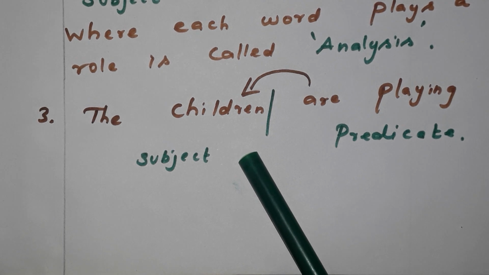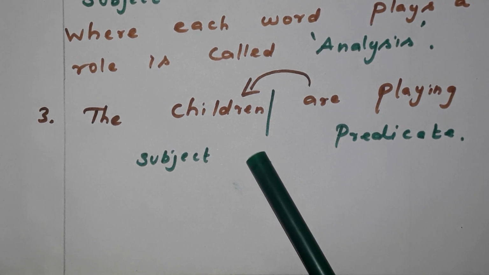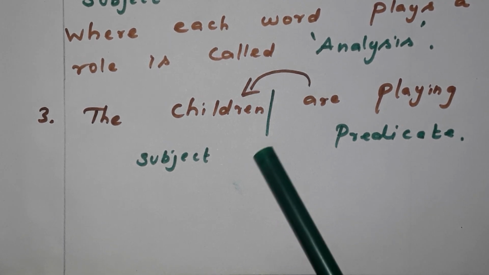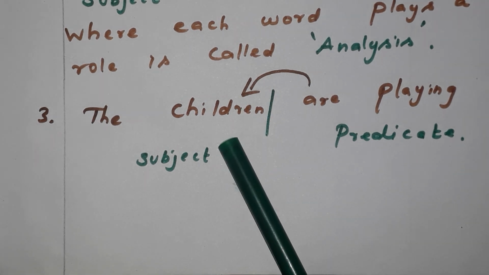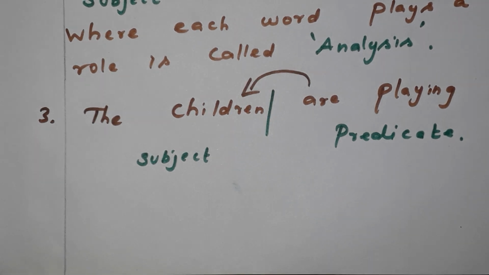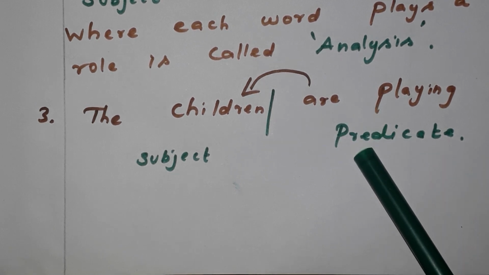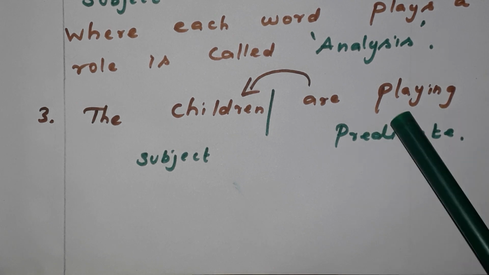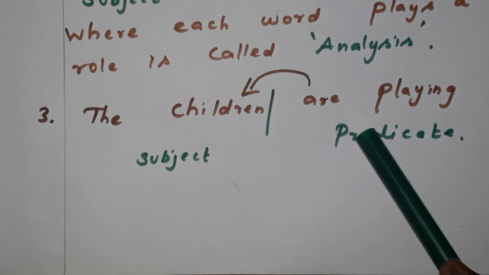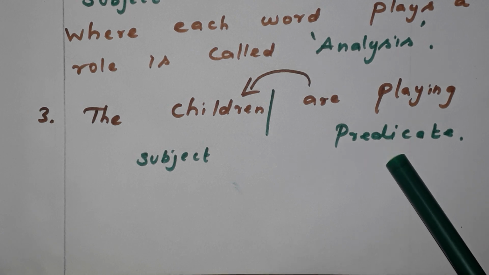Okay, what is the sentence talking about? Okay, the answer you got is considered the subject. Now we know what the subject is. Now let's see what the predicate is in the sentence. The children are playing. Here, are playing is the predicate.